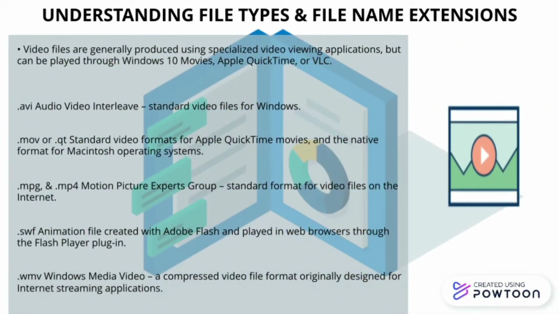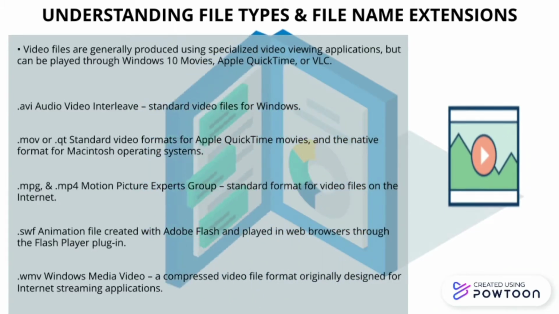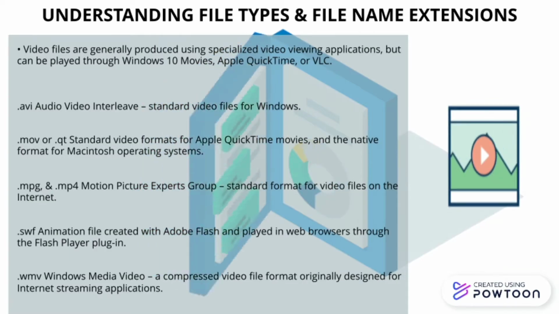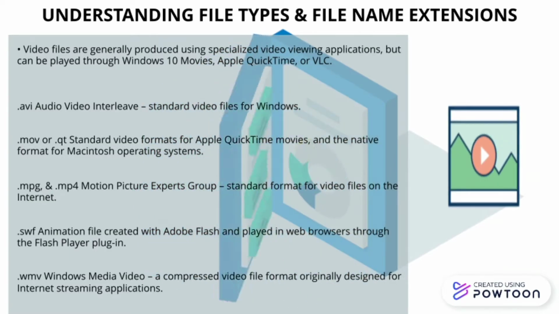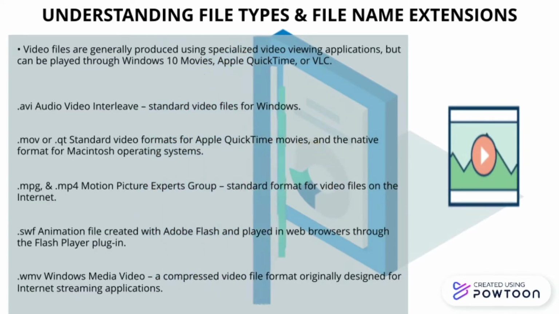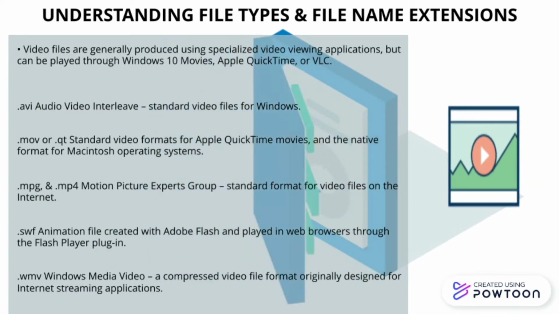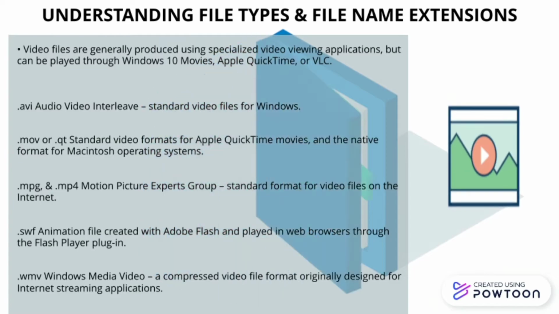Video files are generally produced using specialized video viewing applications, but can be played through Windows 10 Movies, Apple QuickTime, or VLC. .avi, Audio Video Interleave, standard video files for Windows. .mov or .qt, standard video formats for Apple QuickTime Movies, and the native format for Macintosh operating systems. .mpg and .mp4, Motion Picture Experts Group, standard format for video files on the Internet.